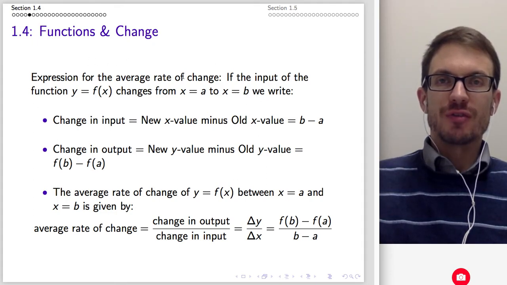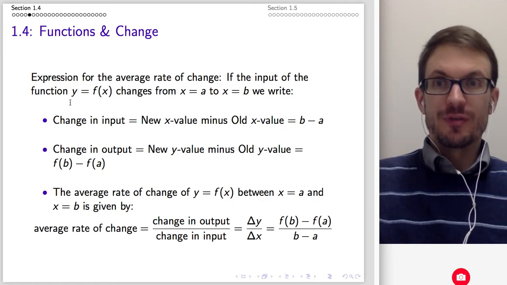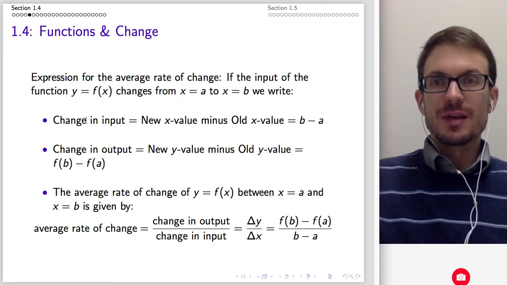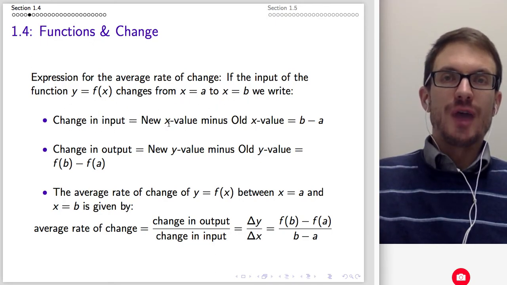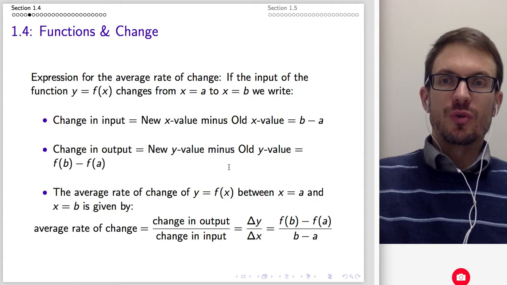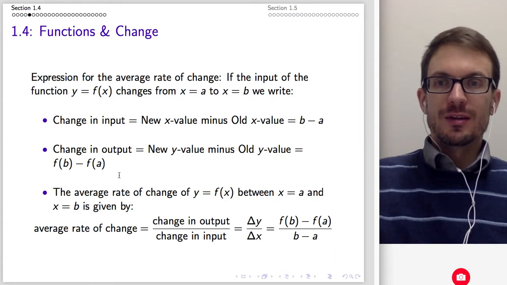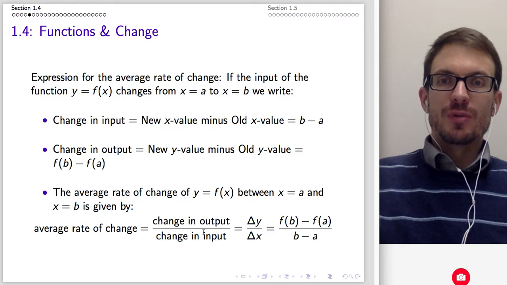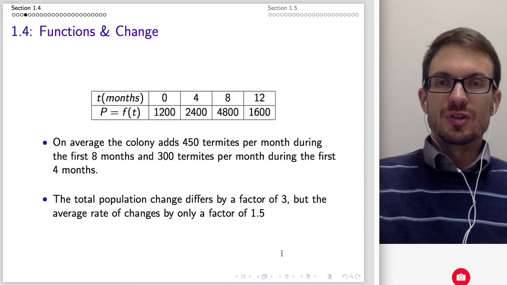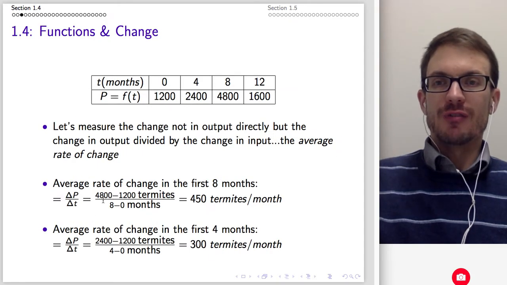So here's an expression for the average rate of change. Suppose we have some input for the function y equals f of x, which is changing from x equals a to x equals b. Then we'd have our change in input. It's just our new x minus our old x, so b minus a. And our change in output, our new y minus our old y, so f of b minus f of a. And the average rate of change is going to be the change in output over the change in input. So delta y over delta x, or f of b minus f of a divided by b minus a. And just looking back here, that's exactly what we had. This is like f of b minus f of a, and this is b minus a. Right.